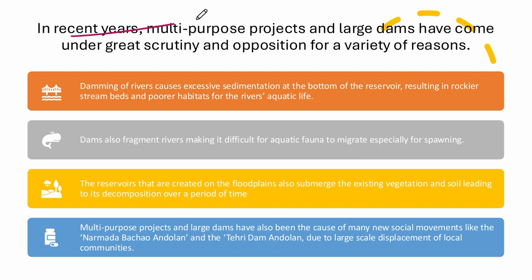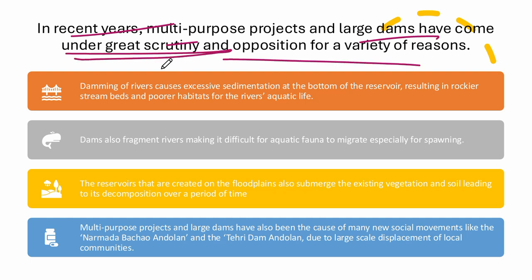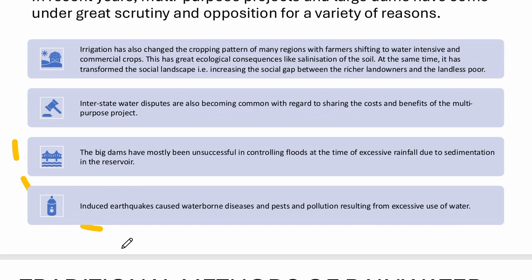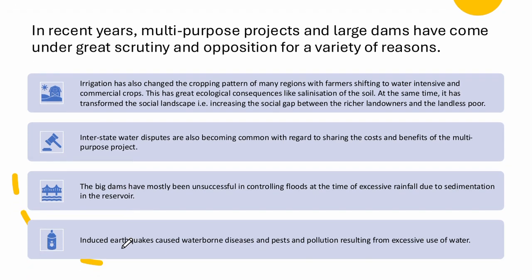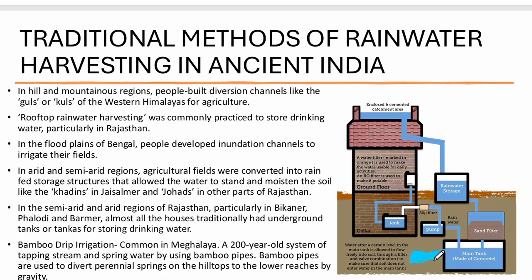Over many years, we know there are multi-purpose uses for these large dams, but they came under scrutiny and opposition for various reasons. It makes it difficult for aquatic fauna to migrate, especially for spawning. Here we'll know one more thing: dams can induce earthquakes, cause waterborne diseases, and pollution resulting from excessive use of water.